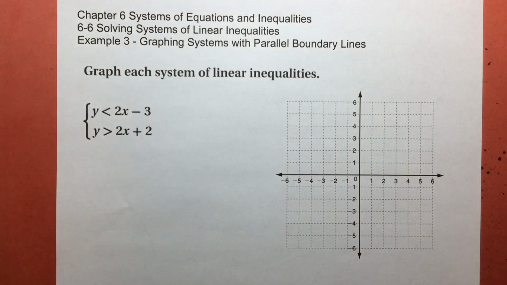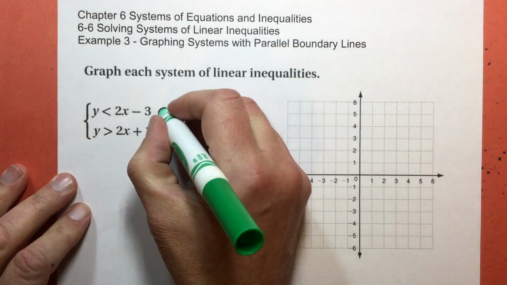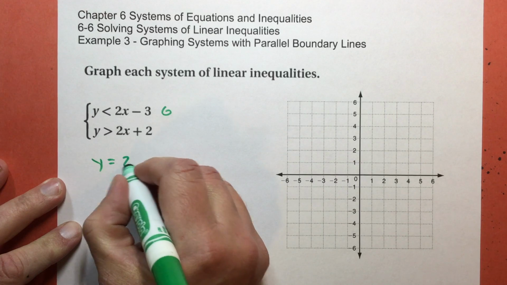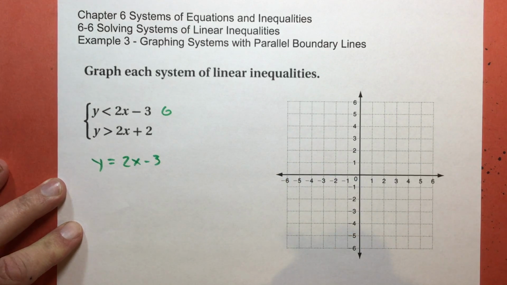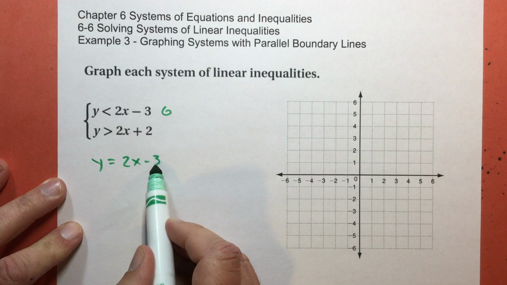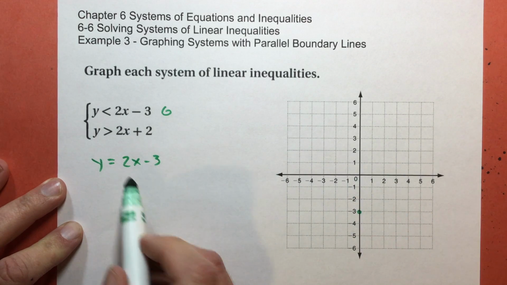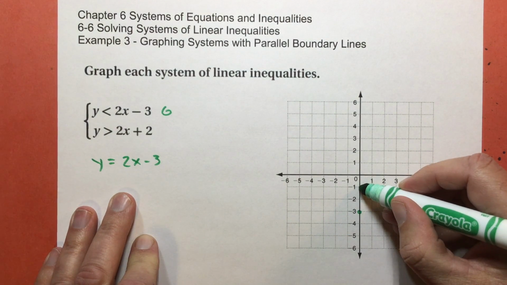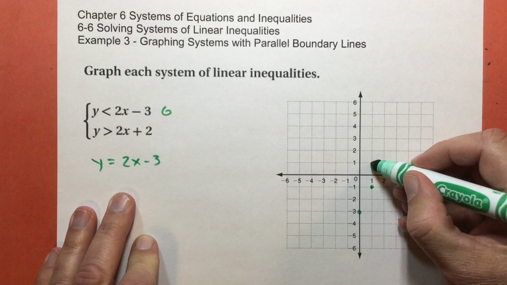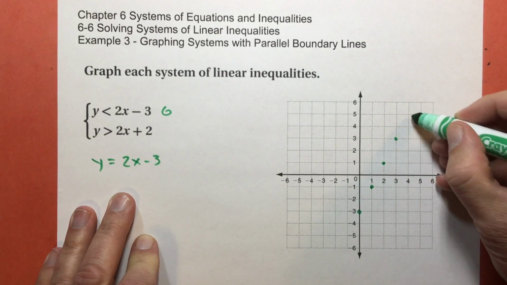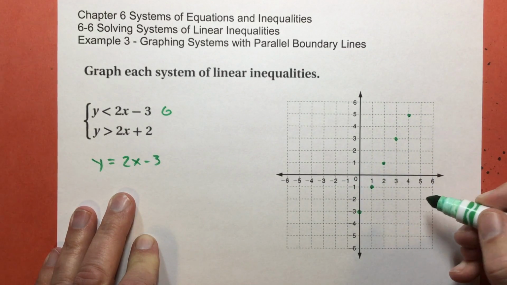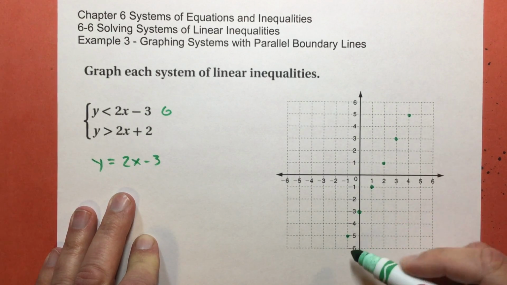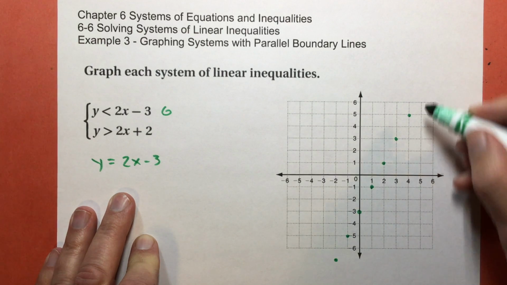I'm going to still use my green and red markers here. So for the green one, my boundary line is going to be y equals 2x subtract 3. My y-intercept is negative 3. That's right here. My slope is going to be 2, which is 2 over 1. So I go up 2 spaces, right 1. Up 2 spaces, right 1. And I do that until I go off the grid. And I also go the other direction, down 2, left 1. And it's also going to be like right here. I'll go off the grid.